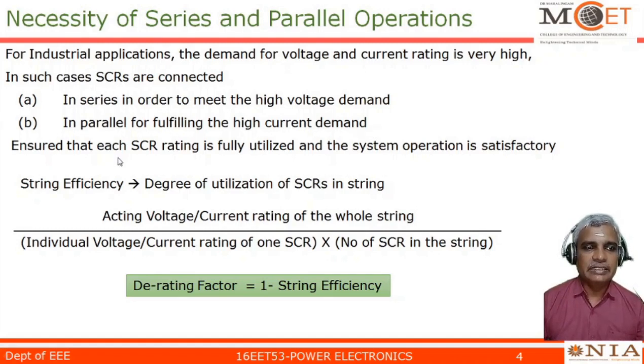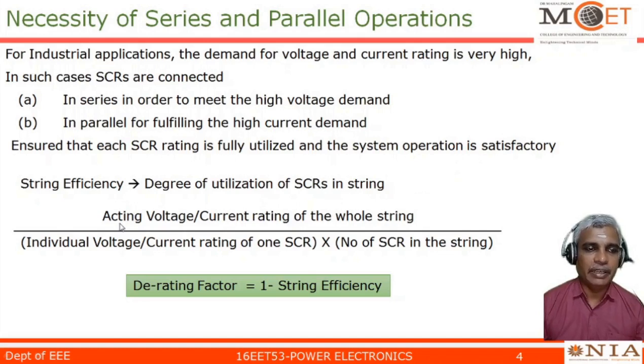When we connect SCRs in series or in parallel, we have to ensure that the SCR rating is fully utilized and the system is operating in a satisfactory way. To do this, we have a method called string efficiency. The string efficiency will determine that SCR rating is fully utilized and the system operation is satisfactory. So the degree of utilization of SCRs in a string is determined by the string efficiency. String in the sense, if 5 SCRs are connected in series or 5 SCRs are connected in parallel, then the entire arrangement is what we call the string.